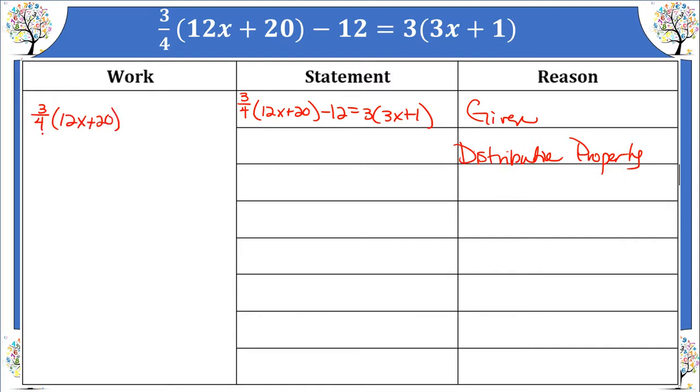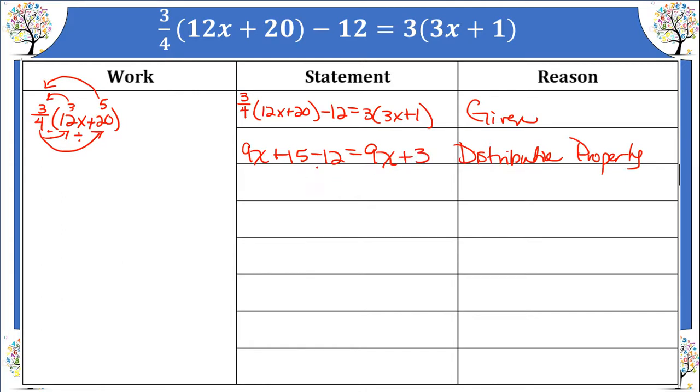Okay, so again, 4 can divide into 12. It goes into 12 3 times, and then 3 times 3 is 9, so I have 9x. And then 4 divides into 25 times, and then 5 times this 3 is 15, so that's plus 15. Bring down my minus 12 equals, and I can go ahead and distribute the same property. So as long as we're using the same reasoning, we can do both of these.